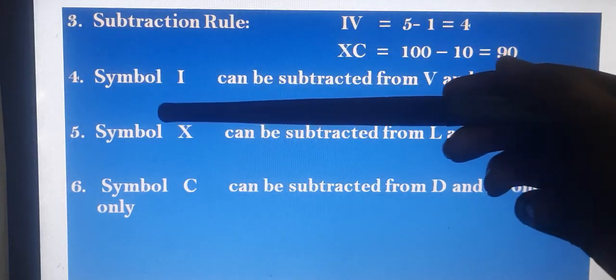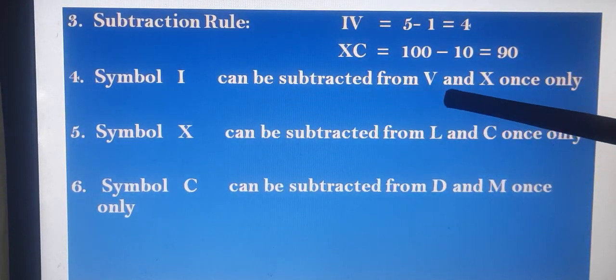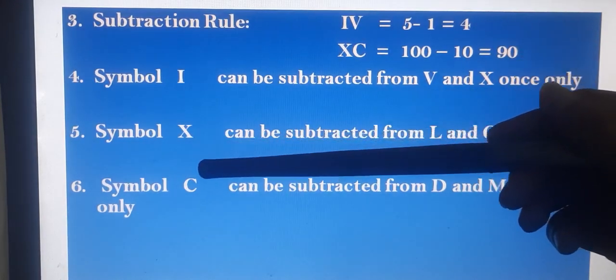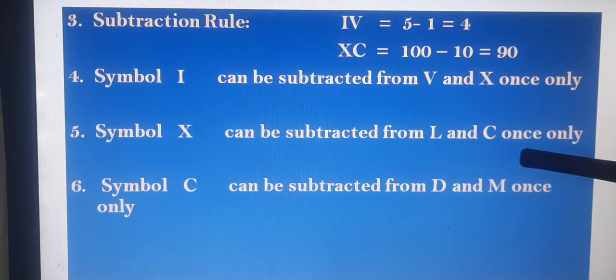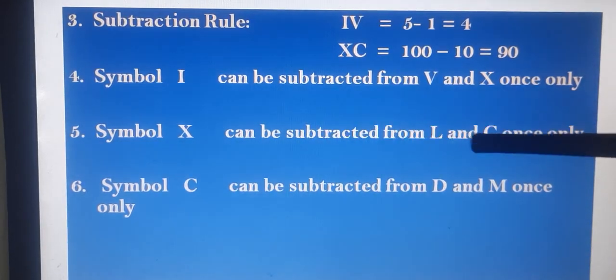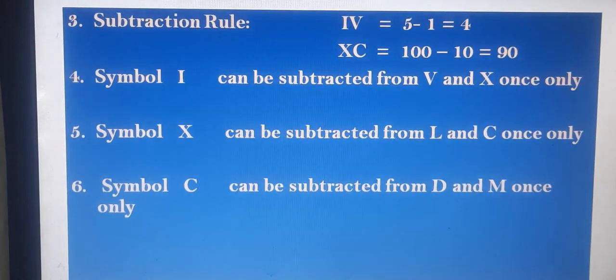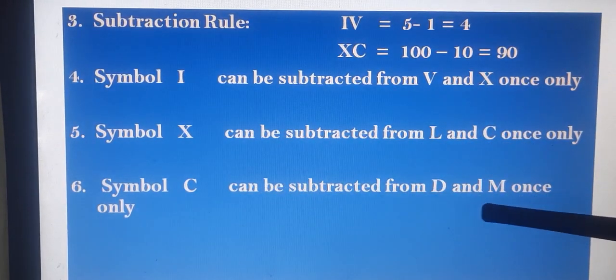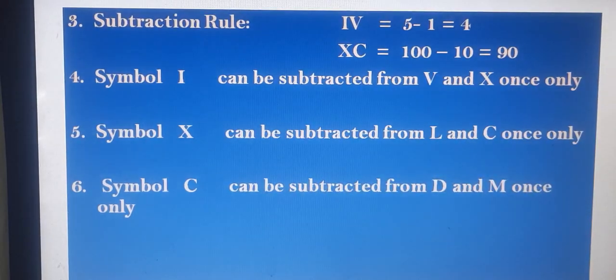Next is rule number 4. The symbol I can be subtracted from V and X once only. The symbol X can be subtracted from L and C once only. The symbol C can be subtracted from D and M once only. Okay, these rules you have to follow when you find out the answer in Hindu-Arabic form. Or if a Roman numeral is given, you have to write it in Hindu-Arabic. Or if Hindu-Arabic is given, you have to write down the Roman numerals. Then these rules will be followed.